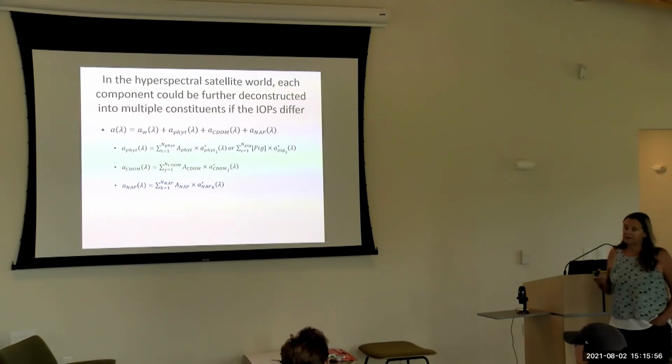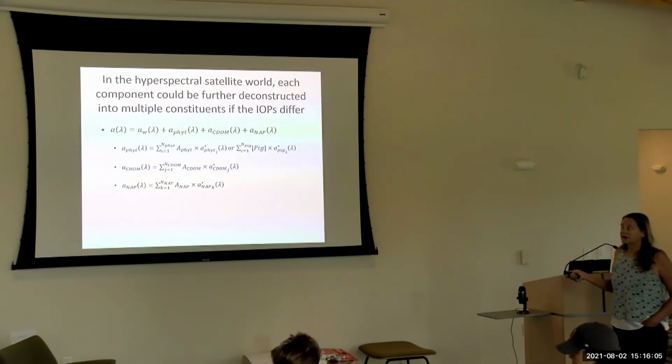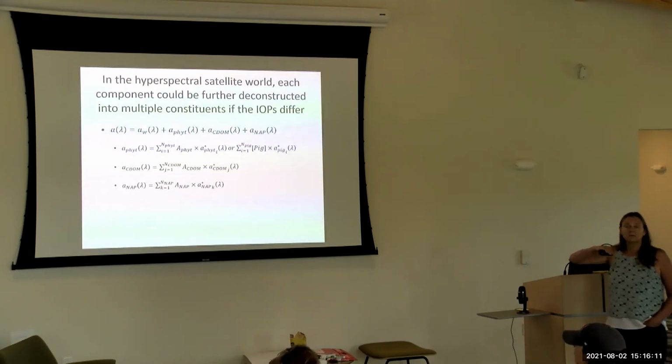We don't just have one kind of phytoplankton out there. You might have many different types of phytoplankton. So you could have one for diatoms, one for dinoflagellates, one for green algae. You could have as many different classes of phytoplankton in here as have a different shape absorption spectrum.